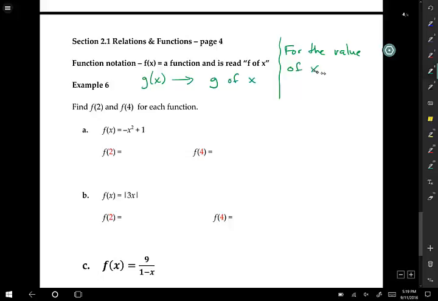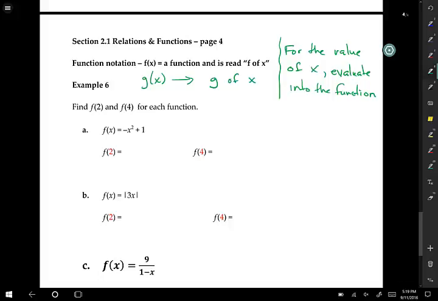of x, evaluate it. Whoops, sorry about that. We're going to evaluate into the function f or g or whatever function they tell us to.